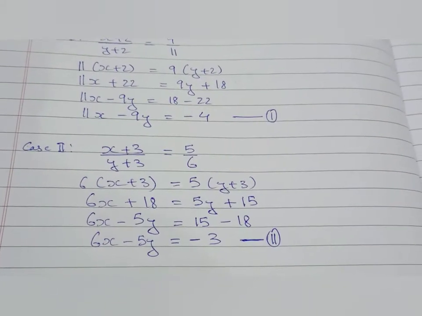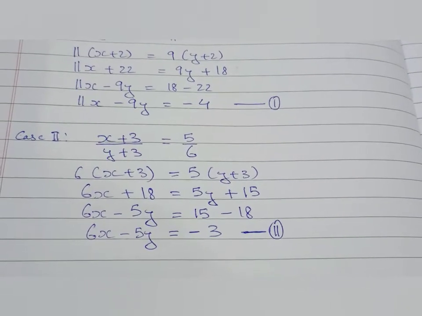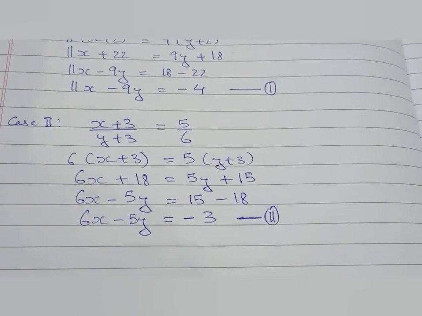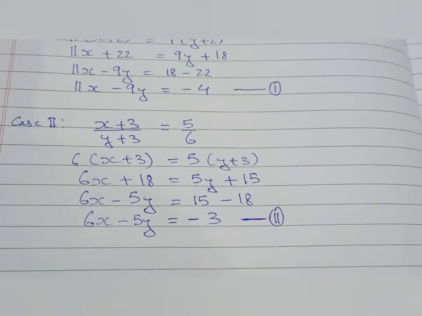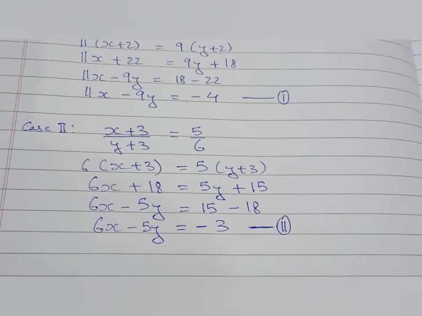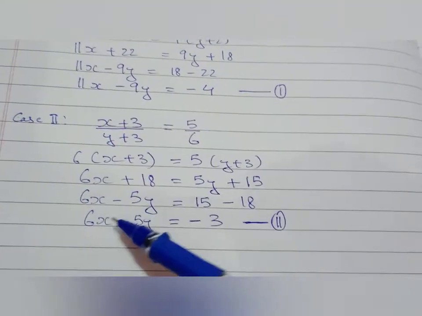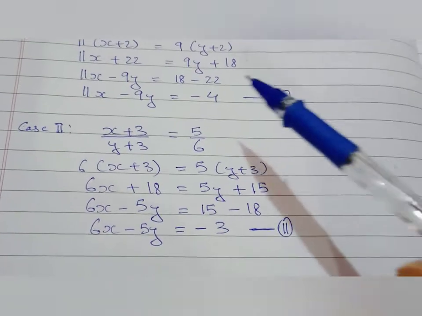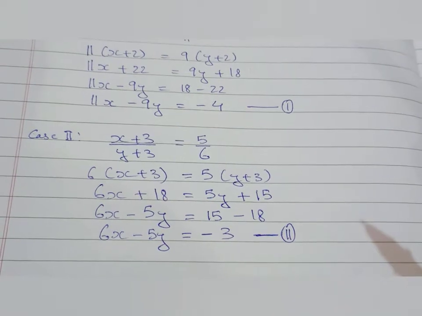Now we have derived both the linear equations, and now we can solve them using any of the algebraic methods. So far we have learned elimination and substitution, so we'll stick to one of them. For this particular question, let's go with the elimination method. Now in order to cancel x here, the coefficients of x are 11 and 6. So that means the LCM of 11 and 6 will be 66. And if we want to cancel y, then the coefficients are 9 and 5. So the LCM will be 45.